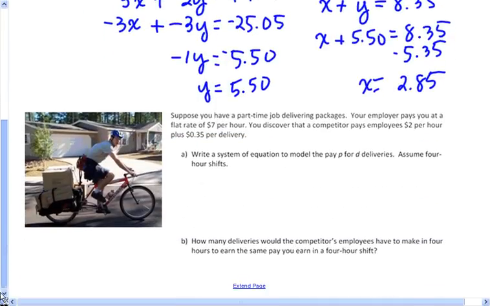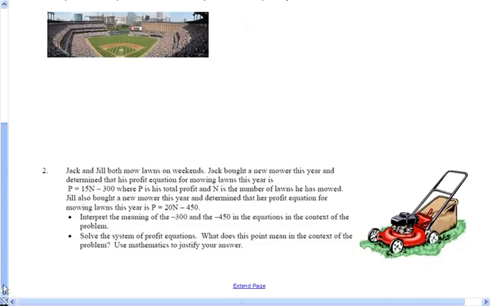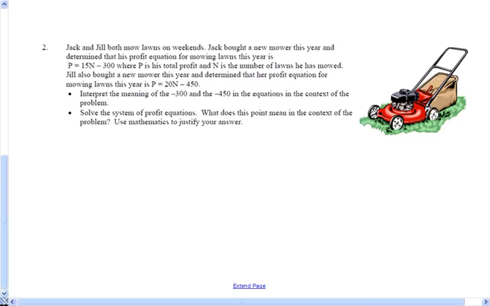Let's try one more. I think I'm going to go and do this one with you. Right here. Jack and Jill both mow lawns on weekends. Jack bought a new mower this year and determined that his profit equation for mowing lawns this year is P for profit equals 15 times N, which is the number of lawns he mows, minus 300, where P is the total profit, and N is the number of lawns he has mowed. Jill has bought a new mower this year and determined her profit equation, and hers is P equals 20 times N minus 450. Interpret the meaning of the -300 and the -450.